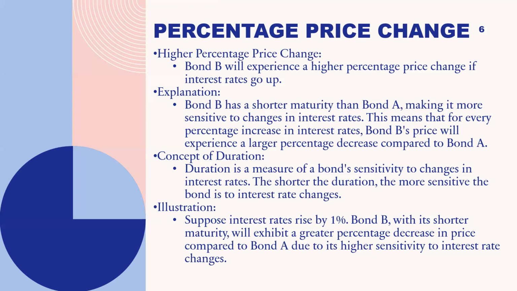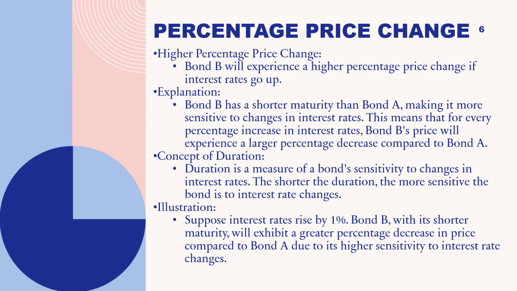Let's move on to why. Bond B has a shorter maturity than bond A that we talked about before, which makes it more sensitive to changes in interest rates. I will explain it this way: think of duration as a measure of how sensitive a bond is to interest rate changes. The shorter the duration, the more reactive the bond is to interest rate movements.